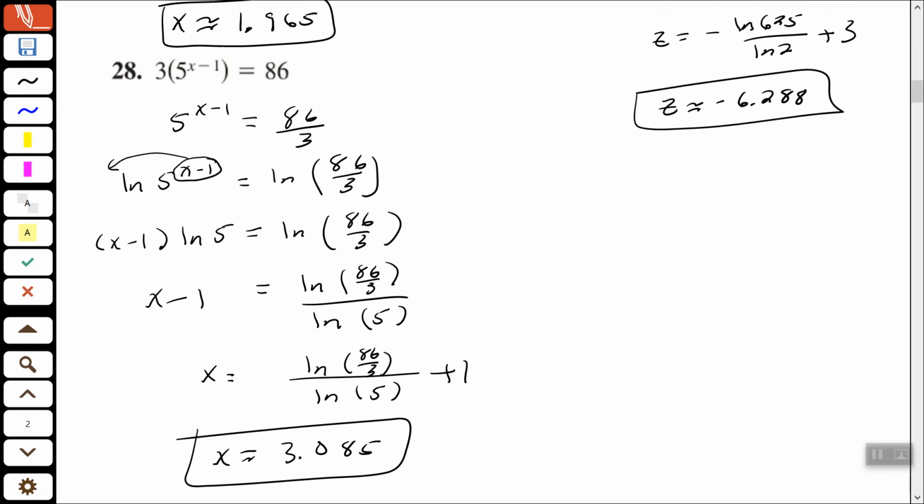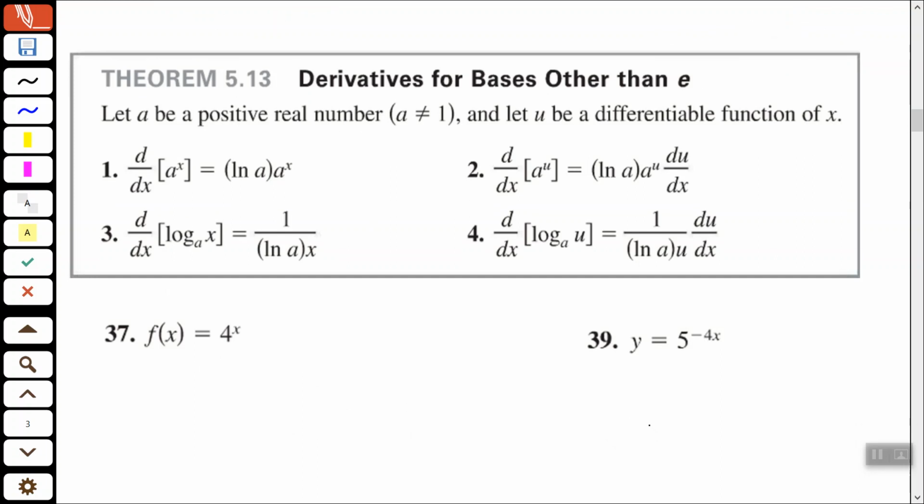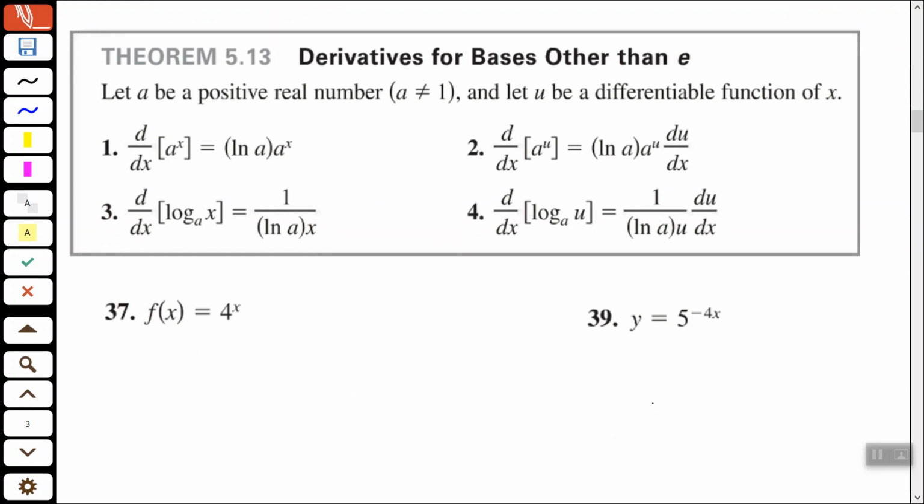All right, now let's throw a little calculus in here now that we got that algebra review out of the way. So it says that the derivatives for bases other than e that have a variable exponent, of course. It says let a be a positive real number where a is not equal to 1, and let u be a differentiable function of x. The derivative with respect to x of a to the power of x is equal to the natural log of a times a to the power of x.